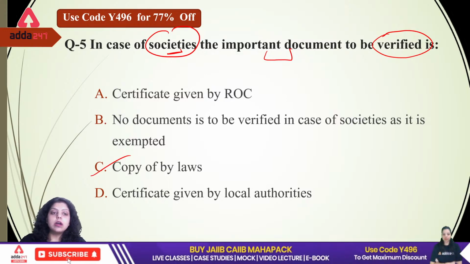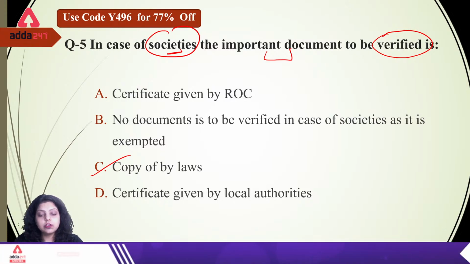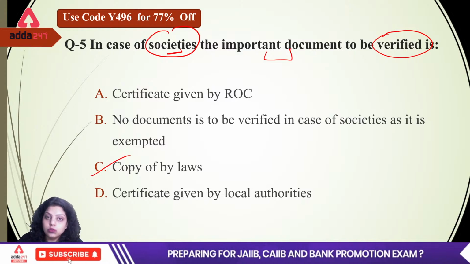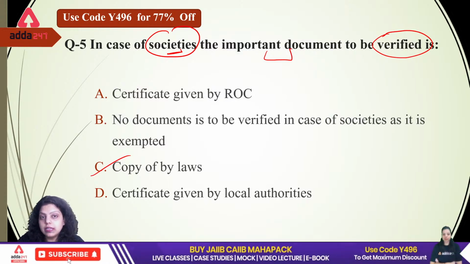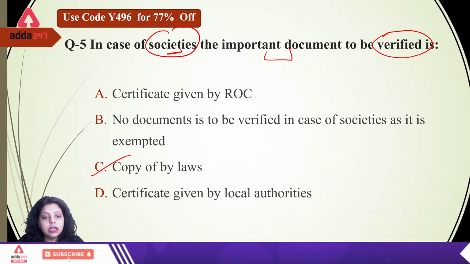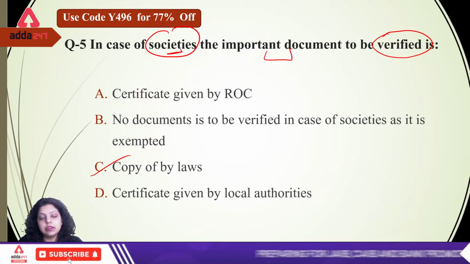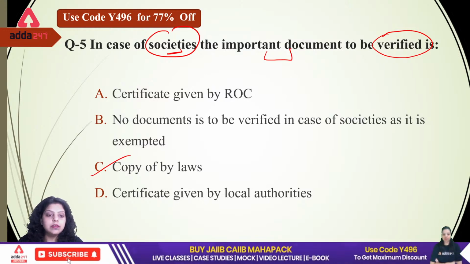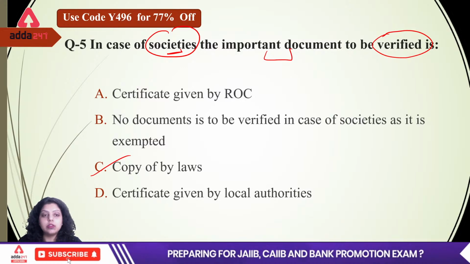So when we are talking about a non-profit organization, it means any entity or organization that is registered as a trust or a society under the Societies Registration Act, which was launched in the year 1860, or any similar state legislation, or a company which is registered under Section 25 of the Companies Act 1956, okay. So the reporting entity, you have to check the copy of the bylaws, okay. So the right answer will be your C option.